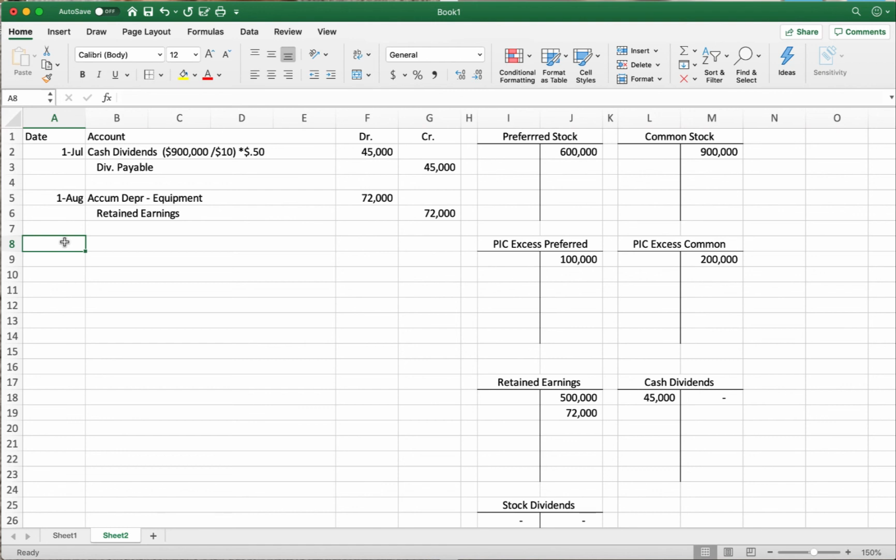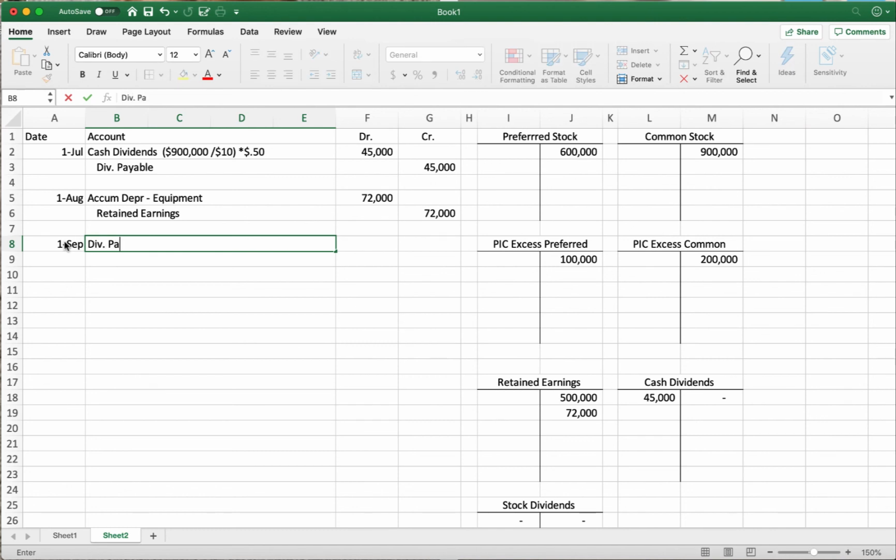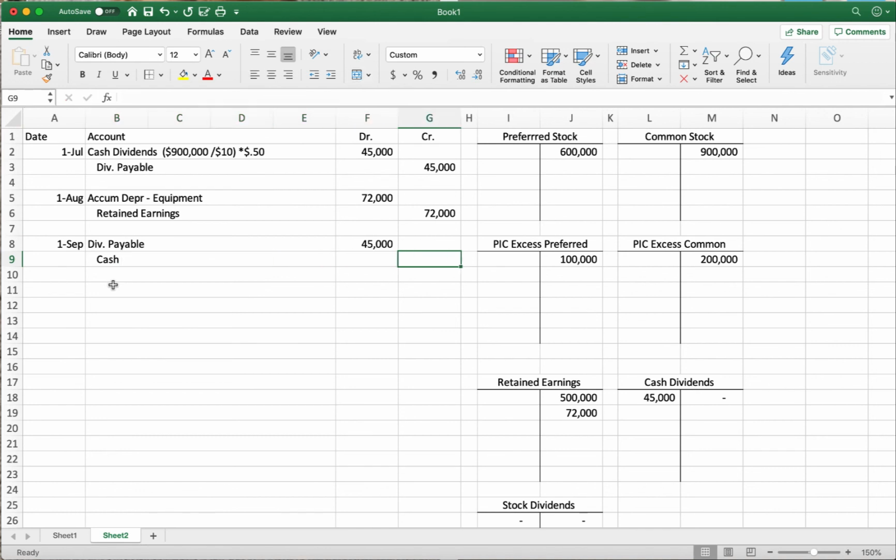Whenever we pay that dividend, this is September 1st, we need to show that the payable that we established is decreased. And since we paid the cash dividend, our cash account has to go down. So I'm going to debit dividend payable for the amount of $45,000. I'm going to credit cash for the same amount, $45,000.